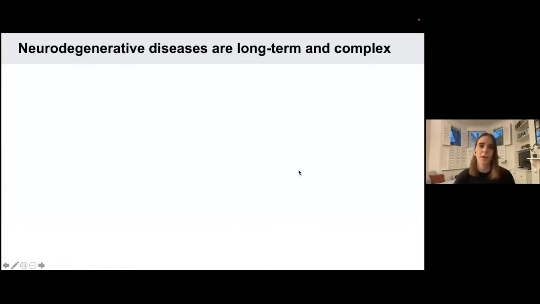Great. So neurodegenerative diseases tend to be long-term and complex. This time scale can be as long as several decades with a very long pre-symptomatic phase. I'm going to use Alzheimer's disease as the main example in this first part of the talk, but the same ideas apply to many different neurodegenerative diseases.